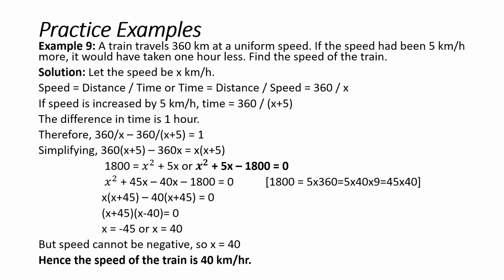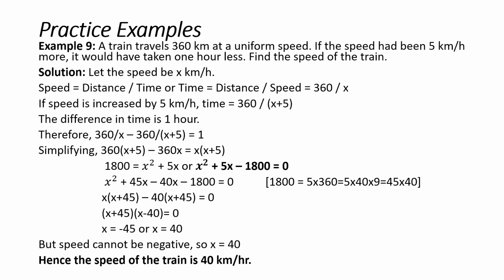So we have to find the speed of the train. Let the speed be x kilometers per hour. Now we know speed is distance upon time, or time is distance upon speed. The distance is 360 kilometers, upon the speed, which is x.